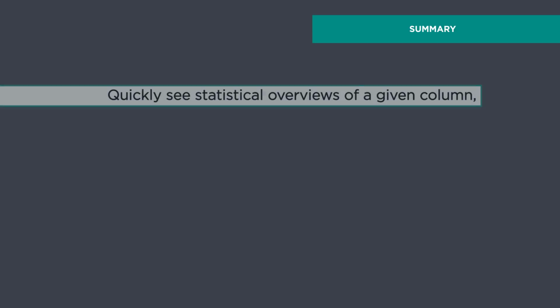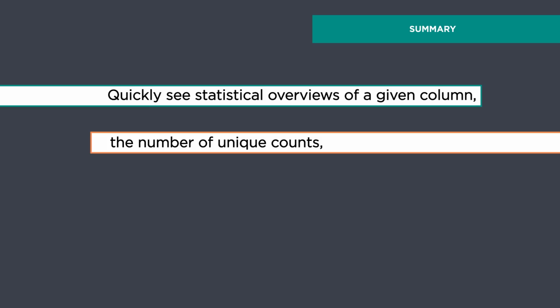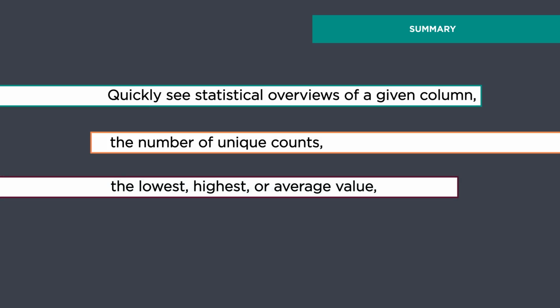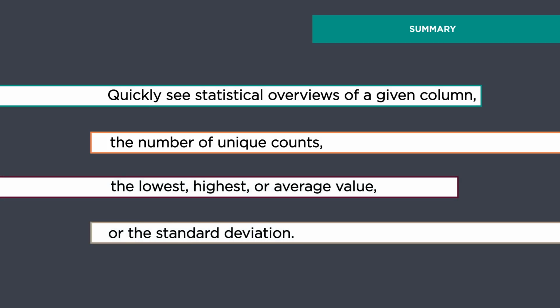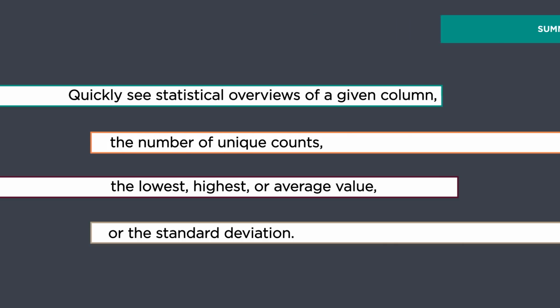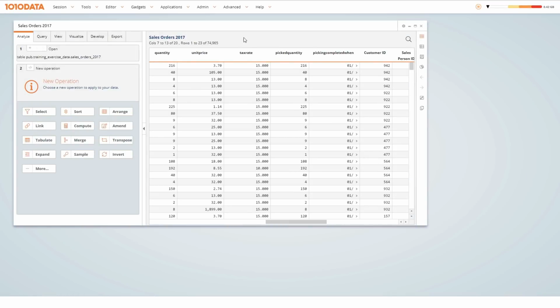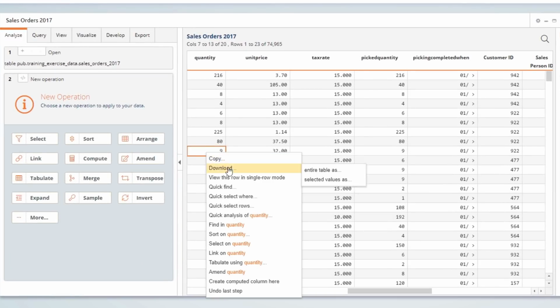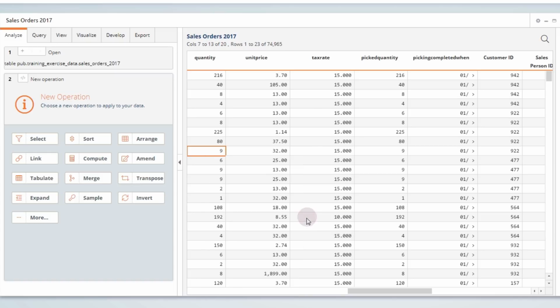Sometimes you need to quickly see a statistical overview of a given column: the number of unique counts, the lowest, highest, or average value, or the standard deviation. Quick Analysis menu options provide this information. Right-click a cell in a given column and select Quick Analysis of Quantity. Let's look at basic statistics first.